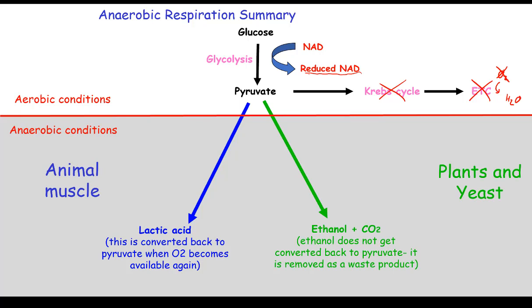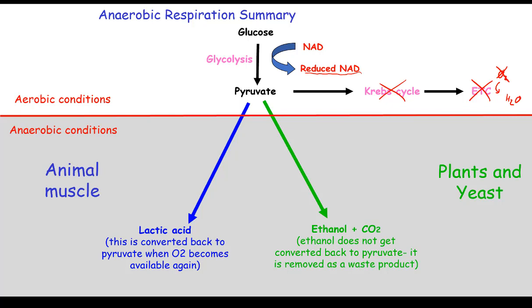And in each case, both of them have different products, but they basically carry out the same process. So in animal tissue, the pyruvate gets converted into lactic acid or lactate, and this lactic acid is quite painful in your muscles. It makes them cramp up. So at the end of anaerobic respiration, it's converted back to pyruvate when the oxygen becomes available again. Whereas in plants and yeast, the pyruvate gets converted into ethanol and carbon dioxide. But the difference is the ethanol does not get converted back to pyruvate, so it needs to be removed as a waste product.